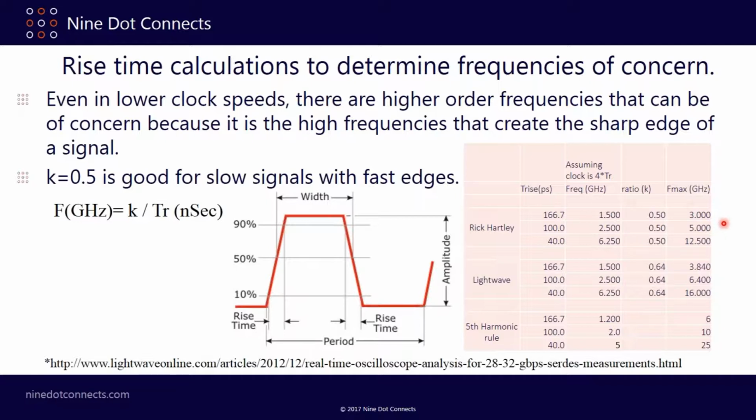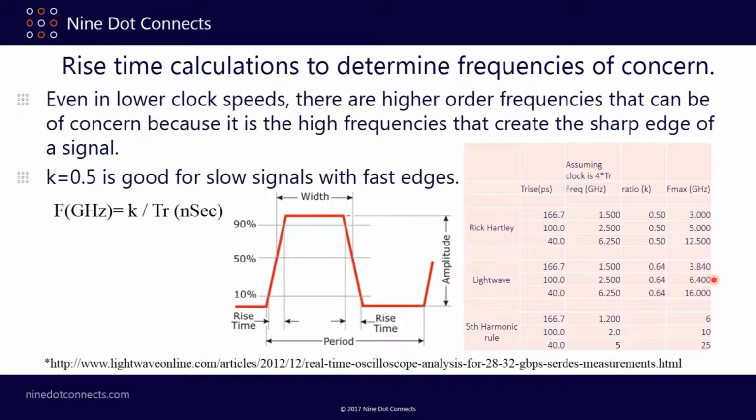If you're working with a really high frequency clock, or faster signals, Lightwave does this in general. Notice that I've given you a link here. They deal with 28 and 32 gigabit per second serial data lines. They prefer to use 0.64. And if I use the same rise time, notice that my maximum frequency of concern jumps up to 6.4.